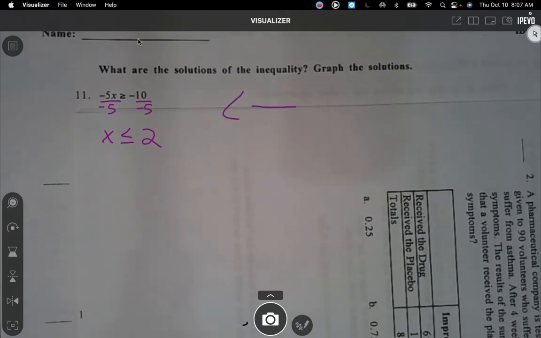Okay, so this one, we've got the number 2 on the number line. And what way is it going? Left, and it's a closed circle.